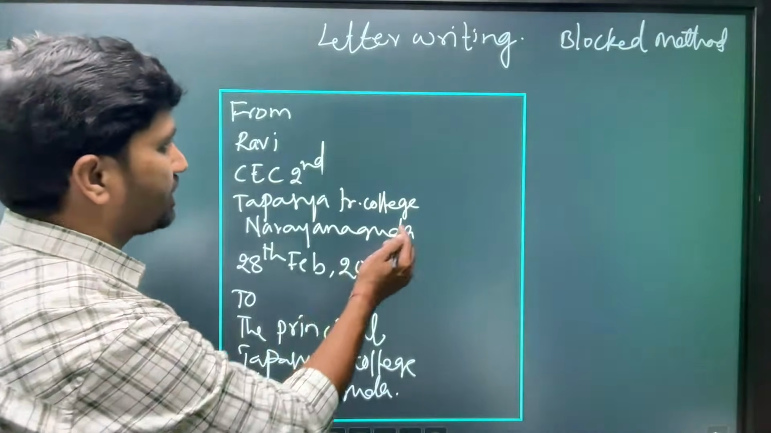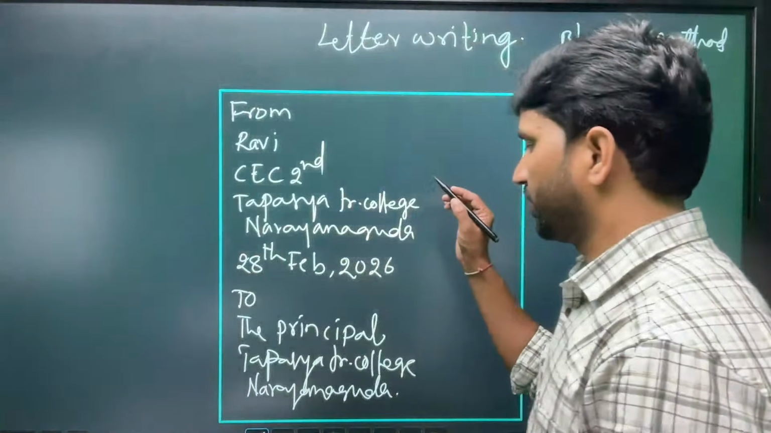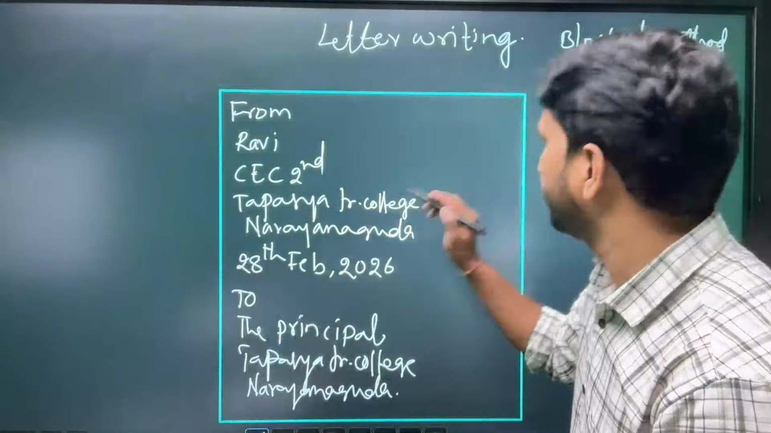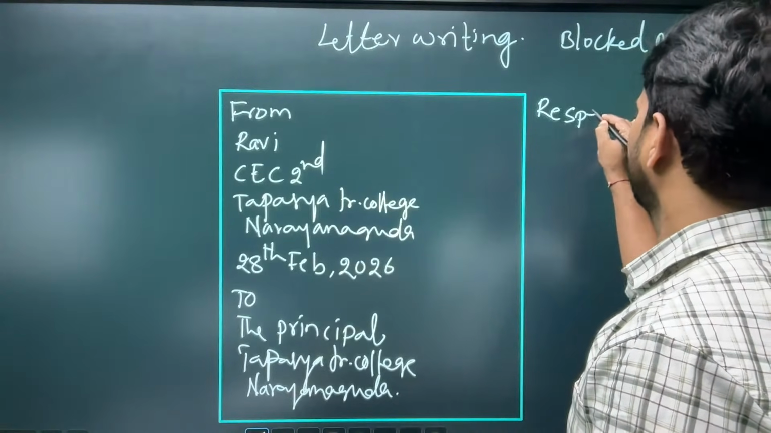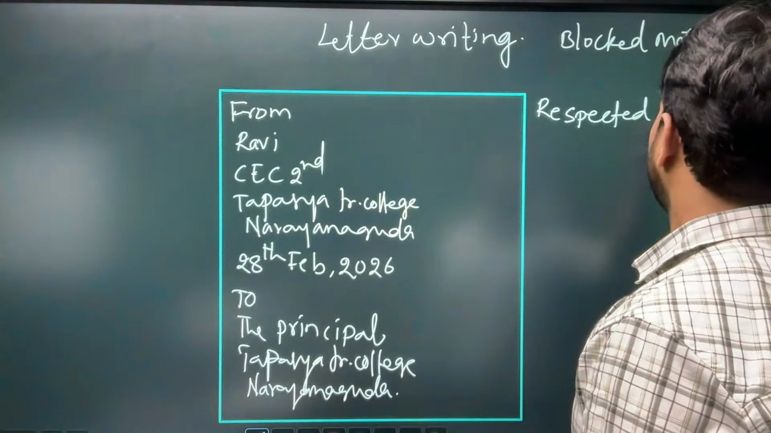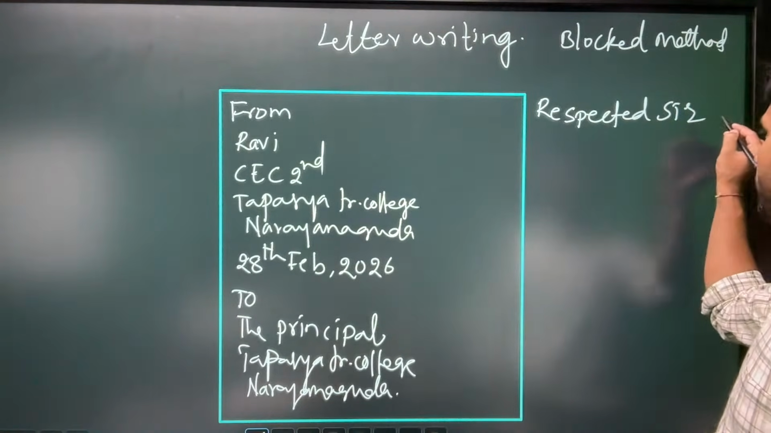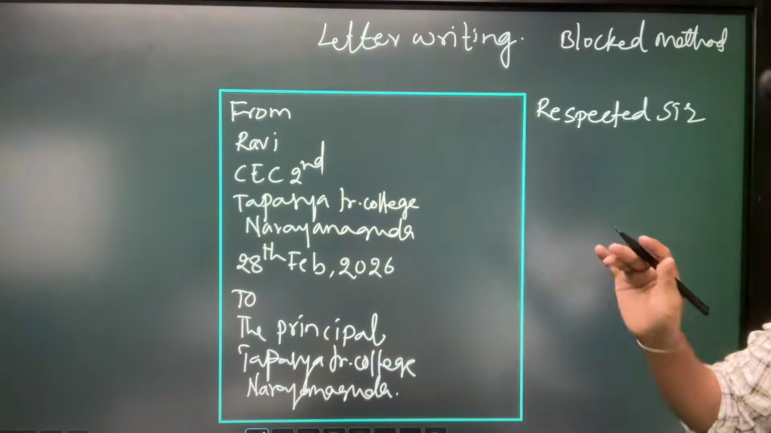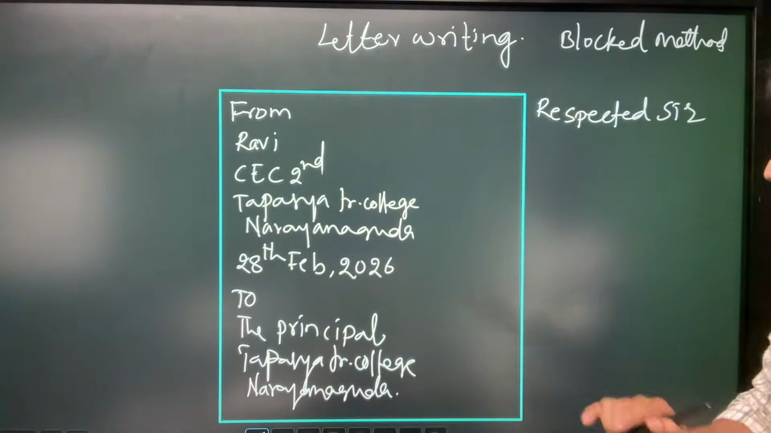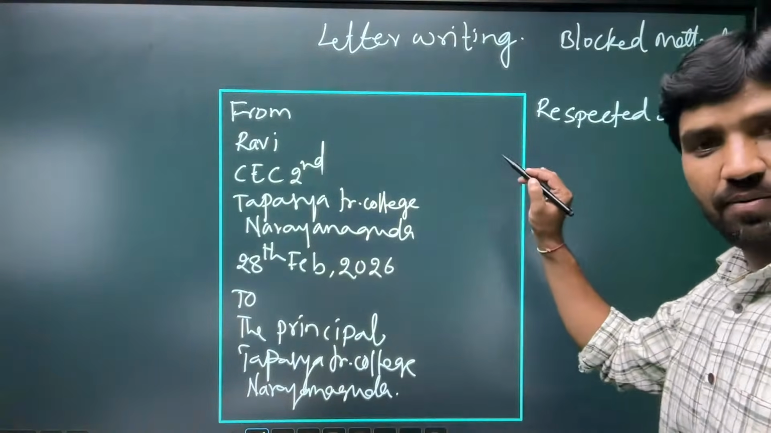After completing this, next go with the salutation. See, after completing this, start with the salutation: Dear sir or respected sir. Here also don't put punctuation. Sometimes we put a comma, but don't place a comma after the salutation either. And then write the letter.